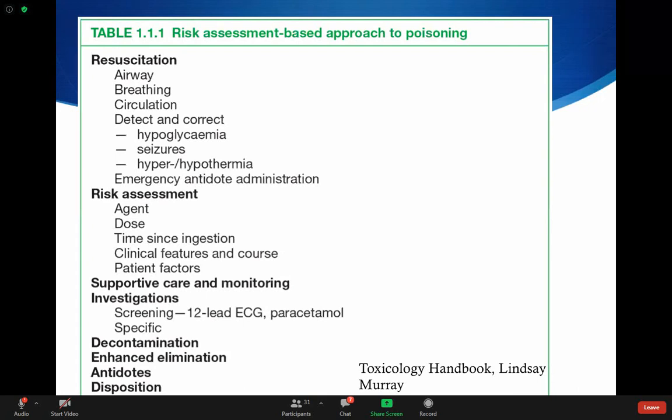And then you try to see, is there a way to get this toxin excreted fast, which is enhanced elimination. So decontamination is removing the drug before it gets to the blood. Enhanced elimination is, once the drug is already absorbed, how can we get rid of it faster? And then we give an antidote, which is something to antagonize, to act against the toxin, okay? And then we think about disposition. Can this patient go home? Can they go to the hospital floor, or do they need to go to ICU, or they're fine but need to go to psychiatry because they took an intentional overdose?